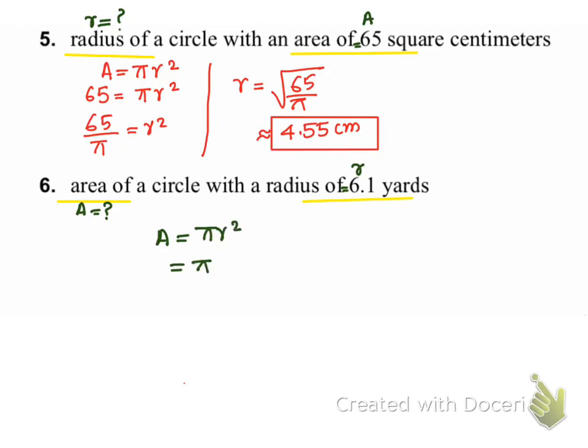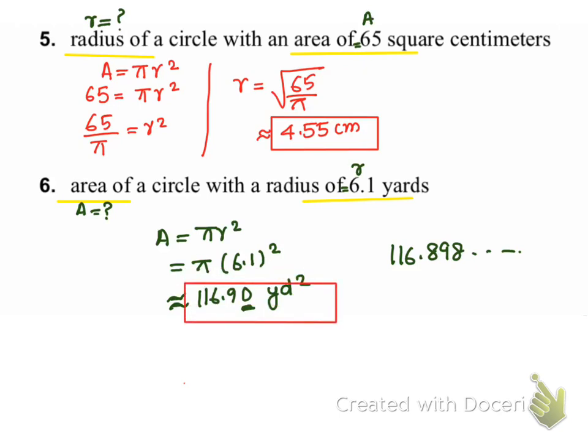Simply plug it in. Pi, radius is 6.1 whole square. And when you use the calculator, you will see your value is 116.898 and so on. Because you're rounding to the nearest hundredth, it's going to be 116.90 yards square. Keep in mind, if they ask you to round to the nearest hundredth, even if the hundredth place is 0, you have to include that in your answer. All right, so that's your answer.